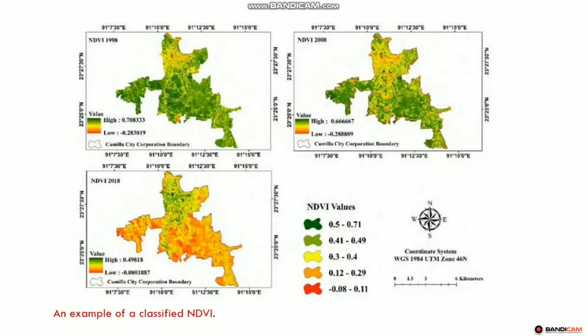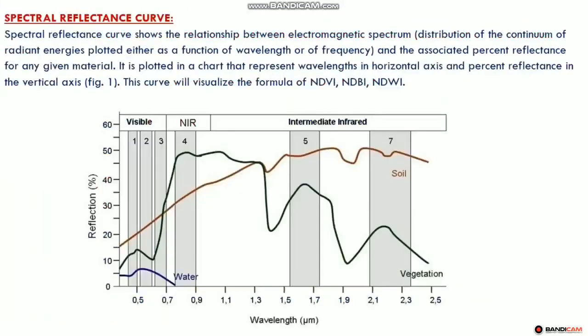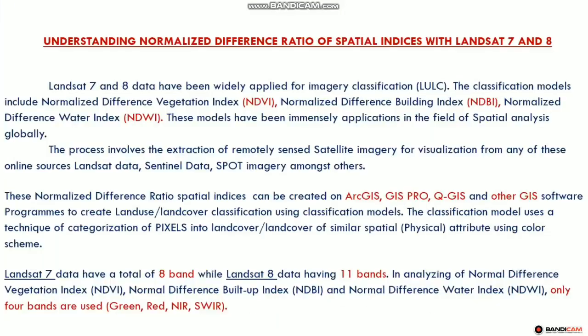In these lectures, I would like to explain a topic on normalized difference ratio for spatial indices using satellite imagery from Landsat 7 and Landsat 8 respectively. Now, Landsat 7 and Landsat 8 data have been widely used for image classification. This classification includes models like the Normalized Difference Vegetation Index, Normalized Difference Building Index, Normalized Difference Water Index, and the analysis from these models has been widely used in the field of spatial analysis globally.